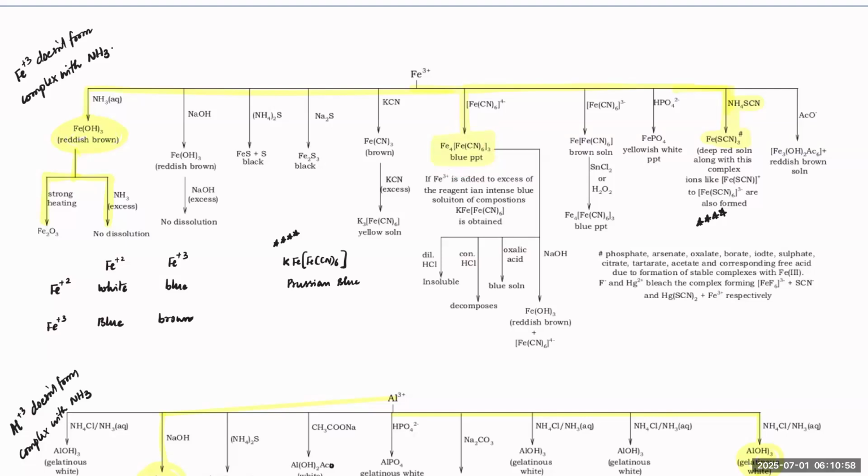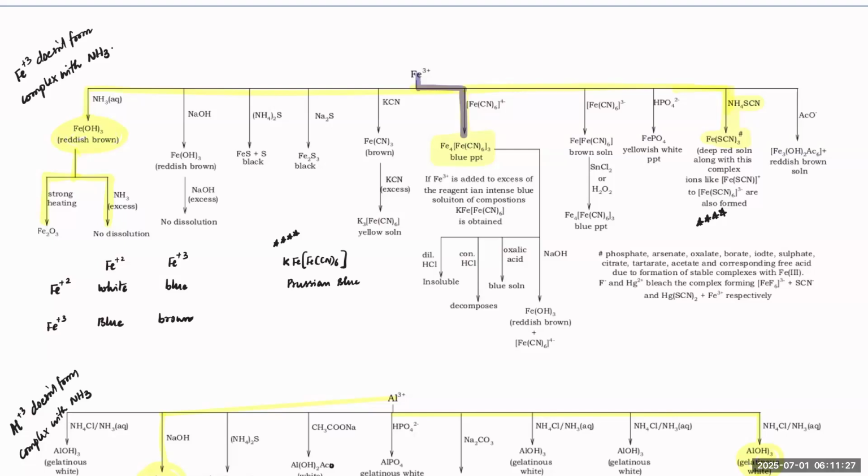And now this precipitate, if you add NaOH, it will become reddish brown. I mean, it will get back to the original hydroxide form. If you react with oxalic acid, it will remain blue color, but as a solution. With concentrated HCl, it will get decomposed. With dilute HCl, it will remain insoluble. Now, this is the main route for iron. Got it? This is the main route for iron. So, please learn it properly.